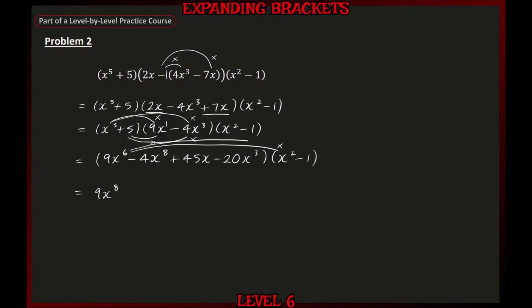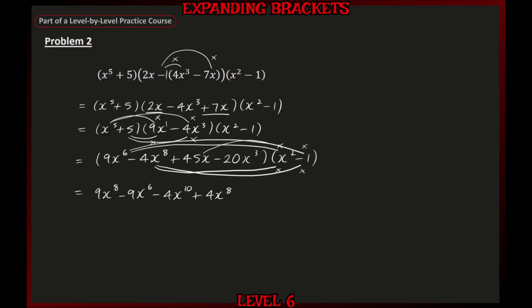Next, we have 9x to the power of 6 multiplied by minus 1, and that's minus 9x to the power of 6. Moving on, we have minus 4x to the power of 8 multiplied by x squared, and that's minus 4x to the power of 10. And minus 4x to the power of 8 times minus 1 is plus 4x to the power of 8.